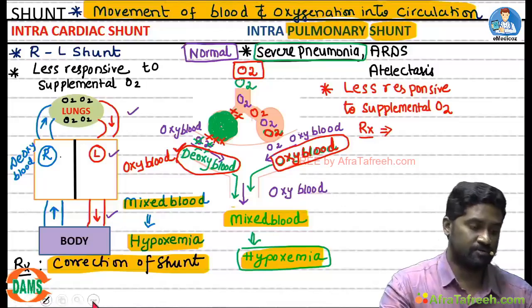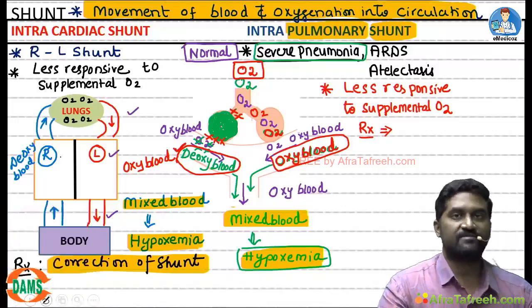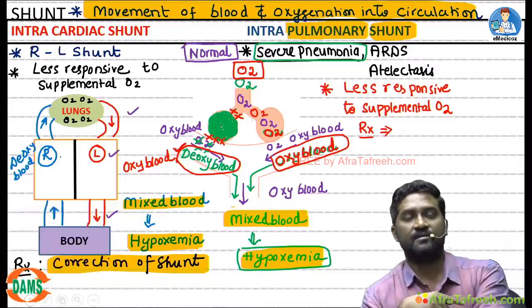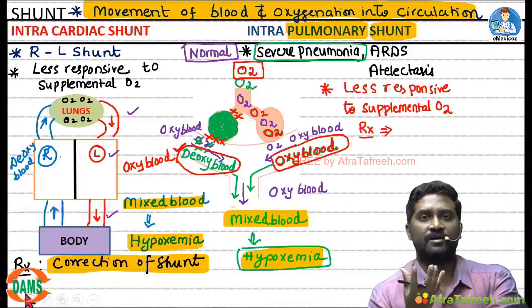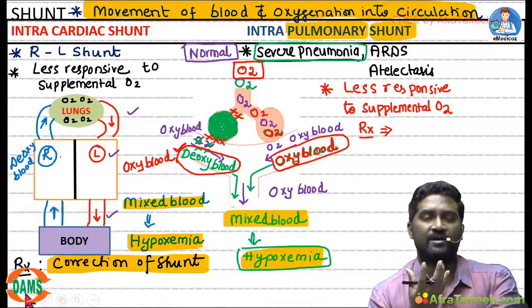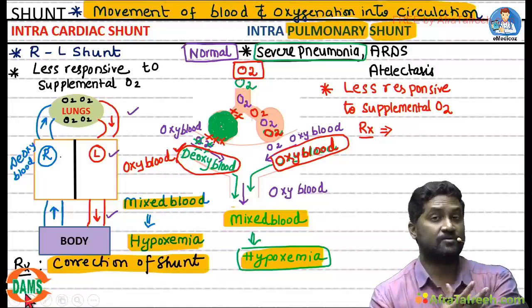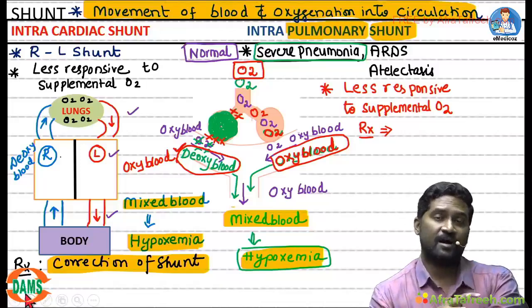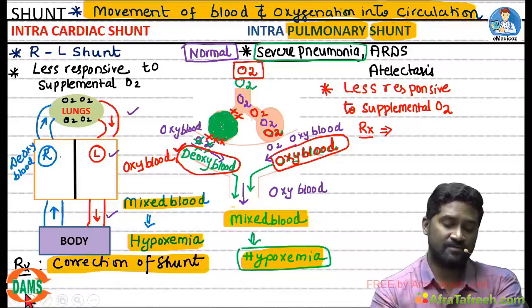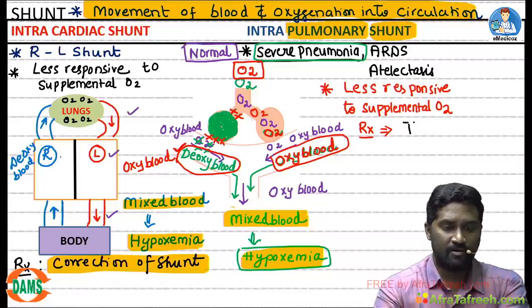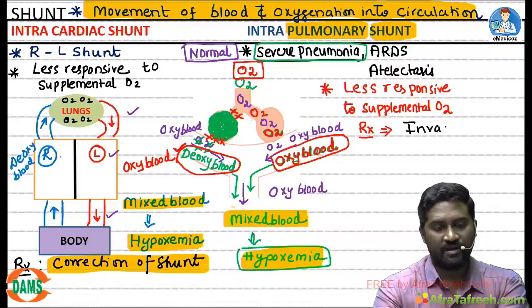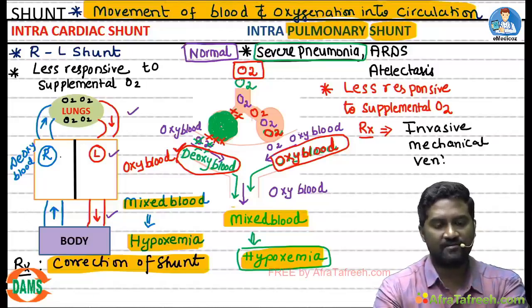Then what to do? Definitely you should start treating the underlying disease. If it is pneumonia, give antibiotics. For antibiotics to function and the secretions to clear, it will take 2 to 3 days. So meanwhile, how to maintain the patient's oxygen? For this, the solution is putting an endotracheal tube and ventilating with positive pressure. Invasive mechanical ventilation is the solution.